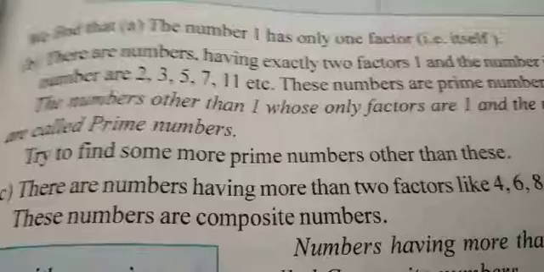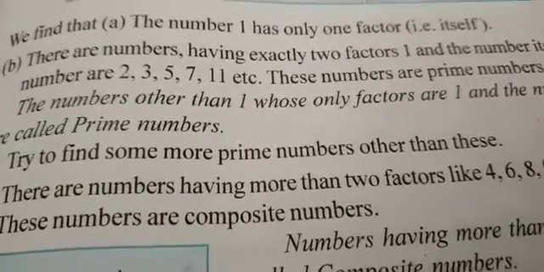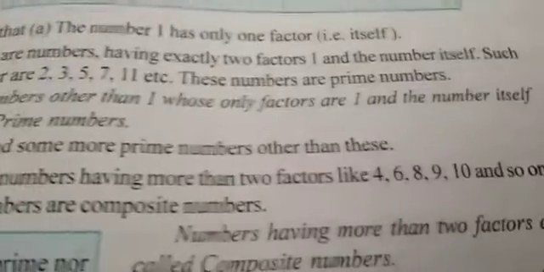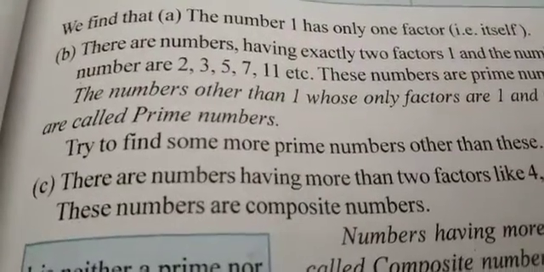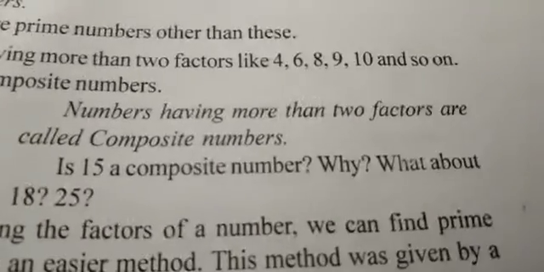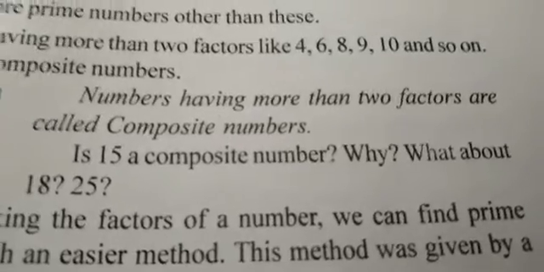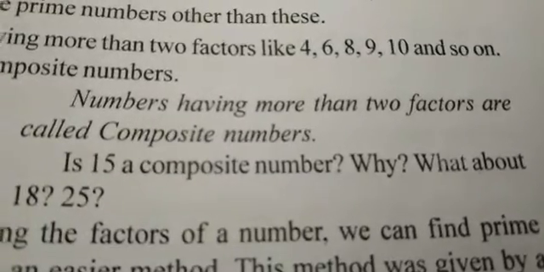Now, as I told you, here you can see in the box, 1 is neither a prime nor a composite number. The numbers other than 1 whose only factors are 1 and the number itself are called prime numbers. And what are the composite numbers? Numbers having more than 2 factors are called composite numbers.